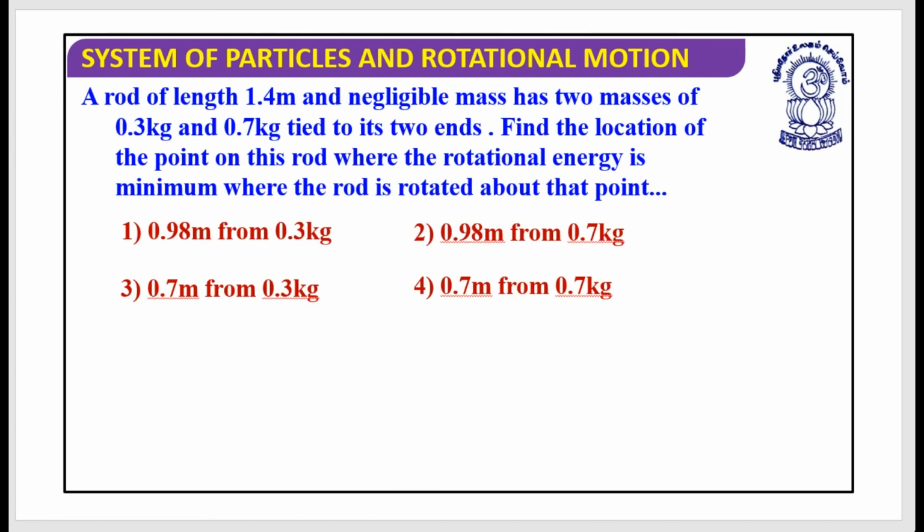Great. Let's work on the last question of this session. This says that a rod of length 1.4 meter and negligible mass has two masses, 0.3 kg and 0.7 kg, tied to its two ends. Find the location of the point on this rod where the rotational energy is minimum. Very good and highly conceptual question. Where the rod is rotated about that point.